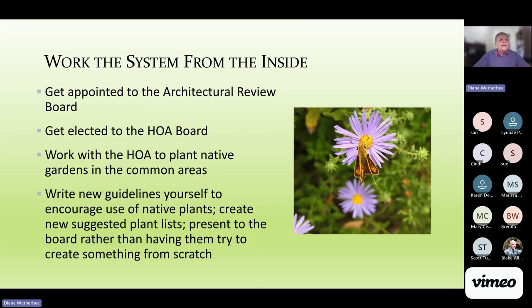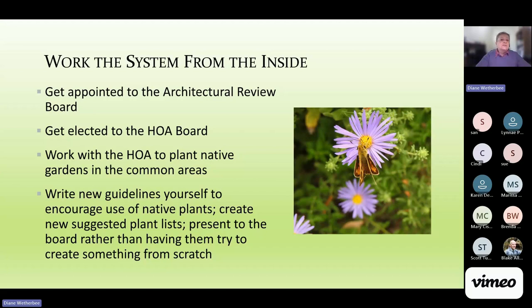Write new guidelines yourself to encourage the use of native plants. The board doesn't often understand what native plants are or what would be good choices. They maybe don't have quite as much education in this area. Not maybe, they don't. So if you can create new suggested plant lists, present it to the board, don't make them try to develop something from scratch.